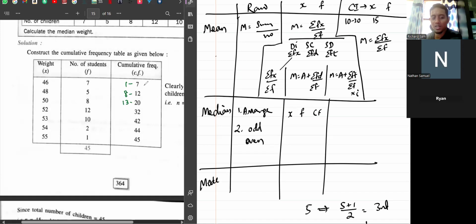Wait, first of all, did you understand how we got cumulative frequency, everyone? All right, the next 12 students are from number 21 to 32. So here our median was the 23rd student, no? So the 23rd student falls in this group, 21 to 32. So the median weight would be 52. Is that clear?